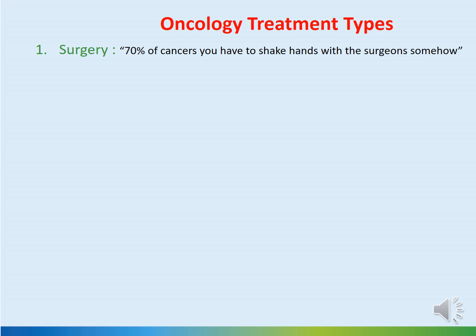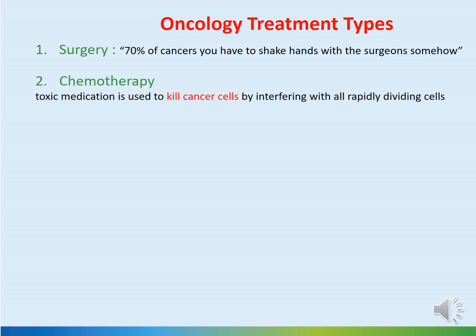One example is the hematological tumors like leukemia and lymphoma. The second type of treatment is chemotherapy. Chemotherapy, as most of you know, is a toxic medication used to kill cancer cells by interfering with all rapidly dividing cells. Simply, it is drugs used to kill cancer cells.